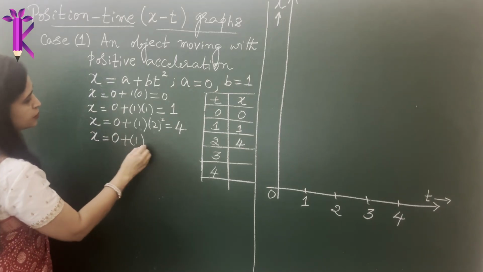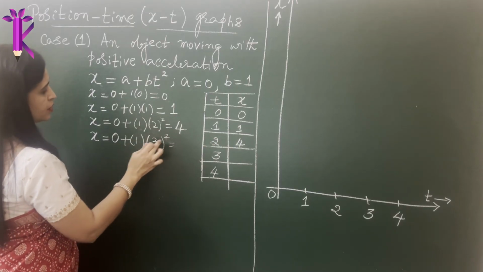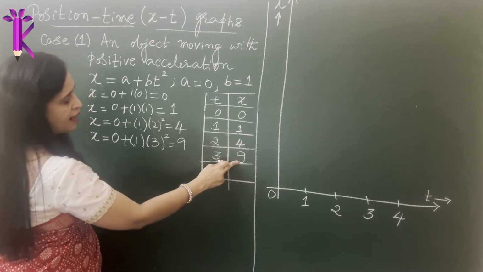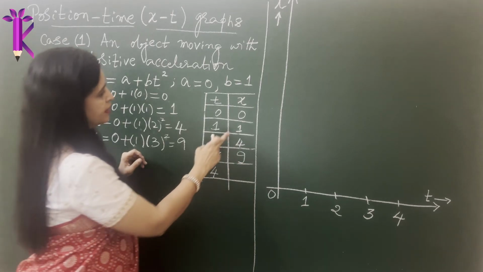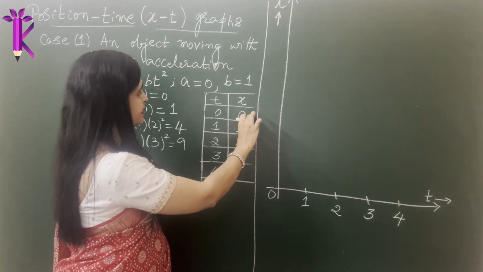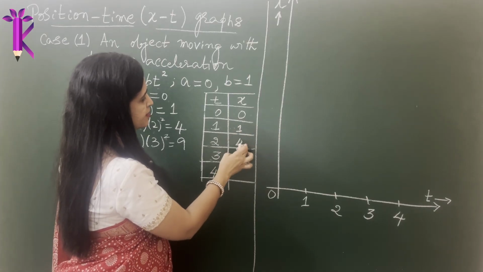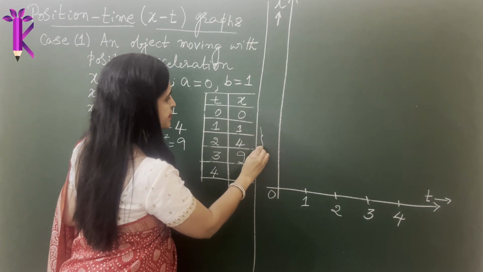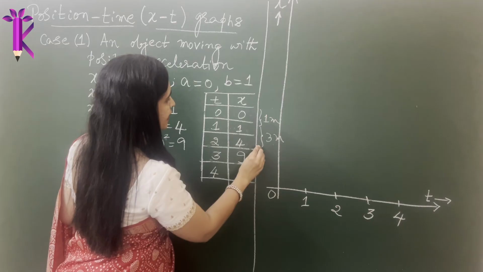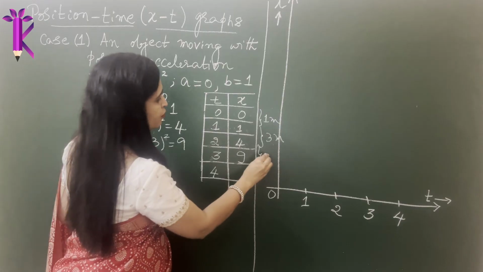Now x is 0 plus 1 into 3 square, which is the value of t. So 3 square will be equal to 9 into 1 is 9. So when it is 3 seconds, you see that the object is at 9 meters. See the difference? Initially for 1 second, it has covered a distance of 1 minus 0, that is 1 meter. And then from 1 to 2, for the same 1 second, it has covered a distance of 4 minus 1, which is 3 meters. And for the same 1 second here, it has covered a distance of 9 minus 4, which is 5 meters.